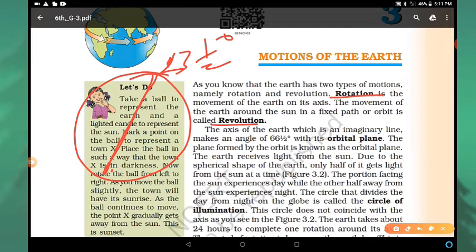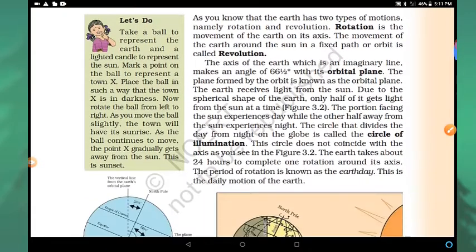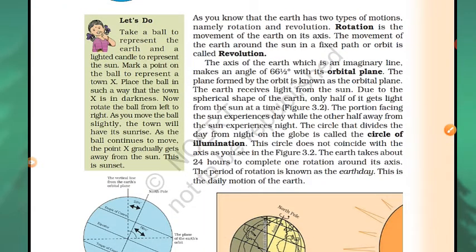And revolution is the movement of earth around the sun in a fixed path or orbit. That orbit is in elliptical form. So in this way earth takes a round like this. Clear? This is revolution. Rotation makes days and nights, and due to revolution, seasons.